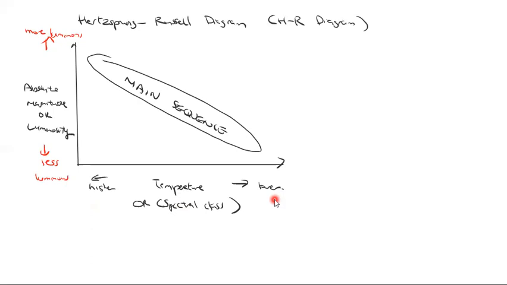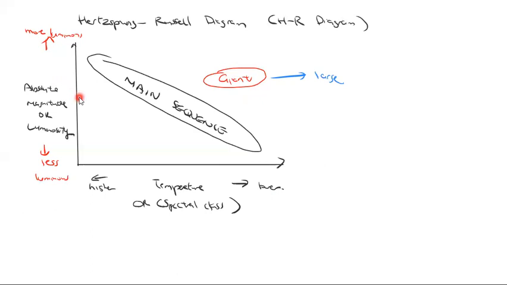Anything that's here means that it's not very hot, but it is actually quite bright. So we will call these your giants. And the reason for that is because they are large. The reason we know they're large is because of the Stefan-Boltzmann law, but we won't get into that. But basically, if you've got a low temperature but you're still bright, then the only way to compensate for that is you have to be big.